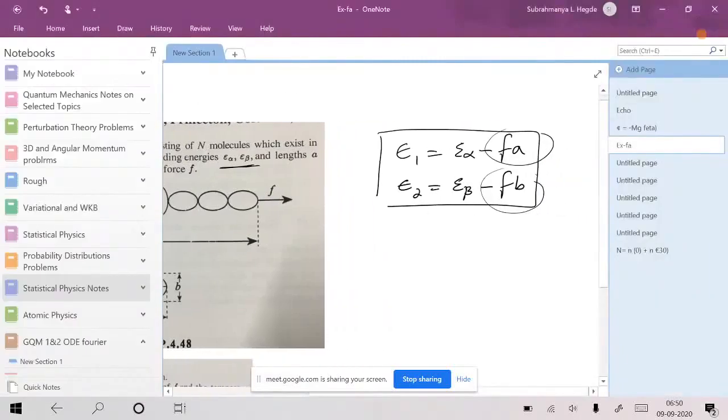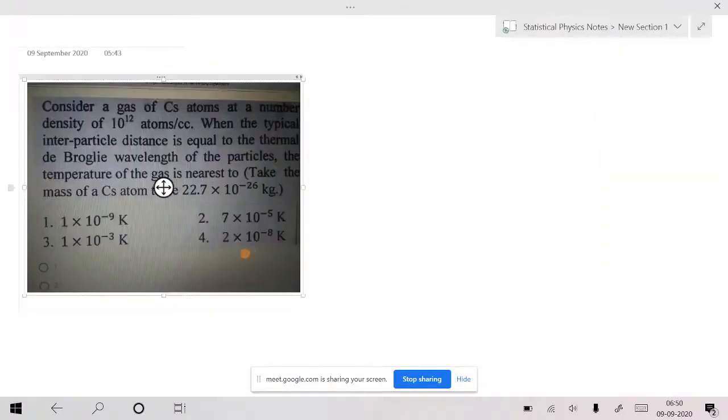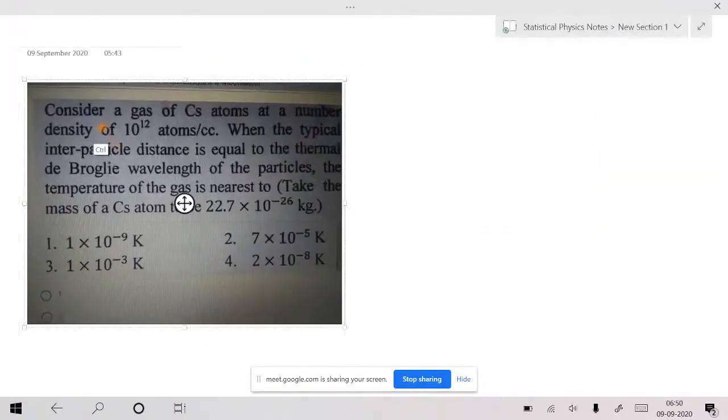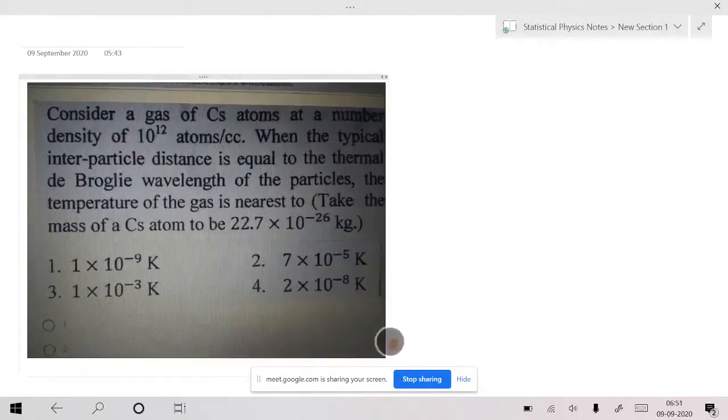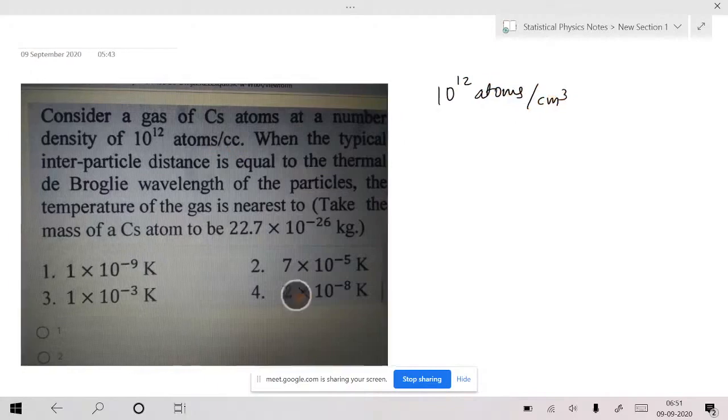Okay. Now, when I come to this quantum statistics, I think we did most of the discussion. Let me try to give a hint so that you can try to solve it again. Can you see this one? I think it is quite dark. Consider a gas of Cs atoms, number density 10 raised to 12 atoms per cc. Per cc means anyone? Centimeter cube, isn't it?